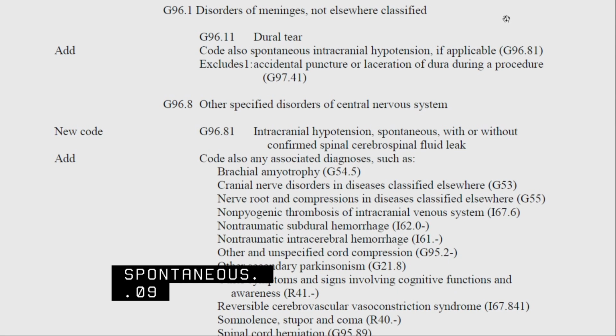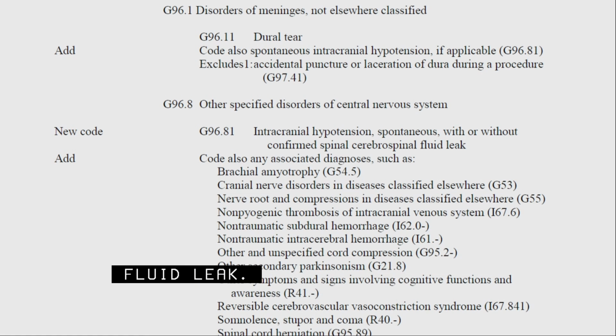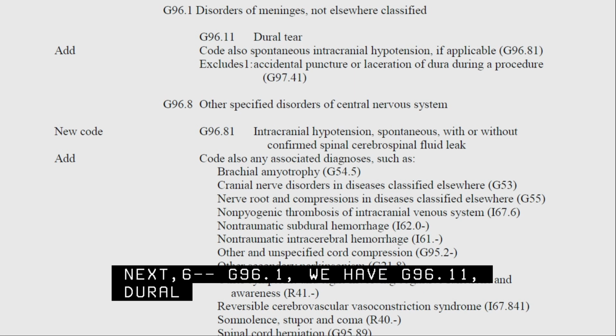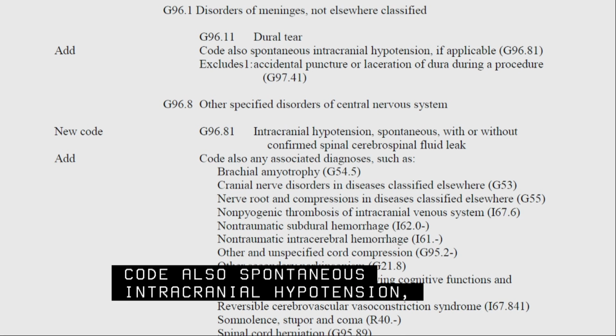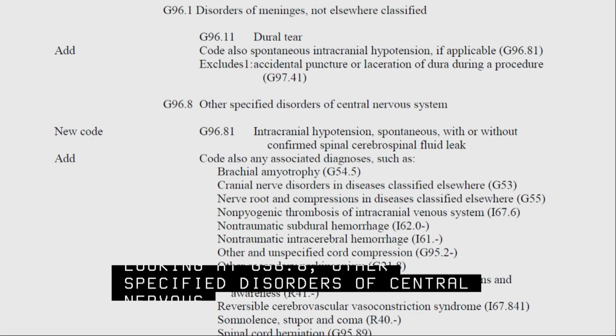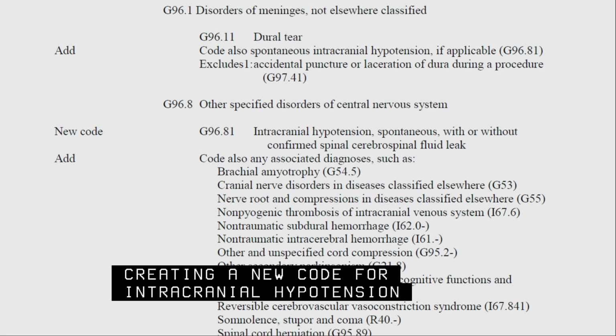Next, at G96.1, disorders of meninges not elsewhere classified, we have the code G96.11, dural tear. We would add a note there, code also spontaneous intracranial hypotension if applicable. And then looking at G96.8, other specified disorders of central nervous system, we would be creating a new code here for intracranial hypotension, spontaneous with or without confirmed cerebrospinal fluid leak. This would be G96.81.